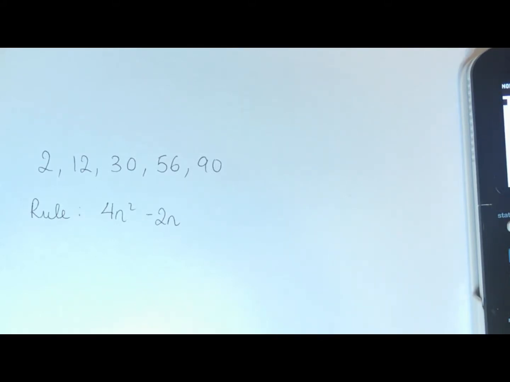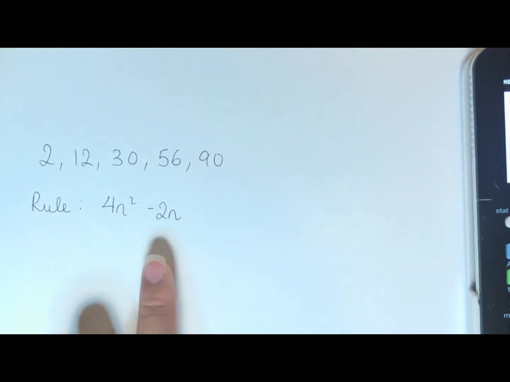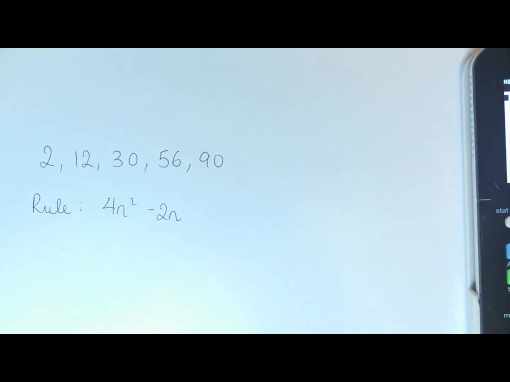Last time I showed you how to find a quadratic sequence by hand. Today we'll look at the same example but using a calculator. So for our first example right here, this is the rule that we found in the last video, which I'll link in the description box below.